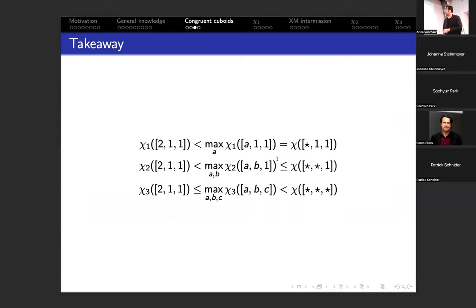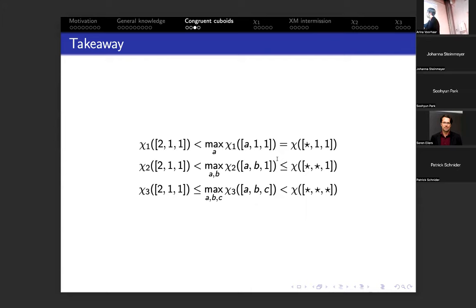I don't really have a lot to say about this general problem, but this is what I can say about chromatic numbers. And this is the takeaway from the talk. So this is what I'm going to explain. I'm going to look at the smallest non-trivial cuboid. That's the 2, 1, 1. And there are three chromatic numbers, one where you don't allow to move it at all, so you can just copy it around, or you can turn it in the XY direction, or you can turn it in any direction.